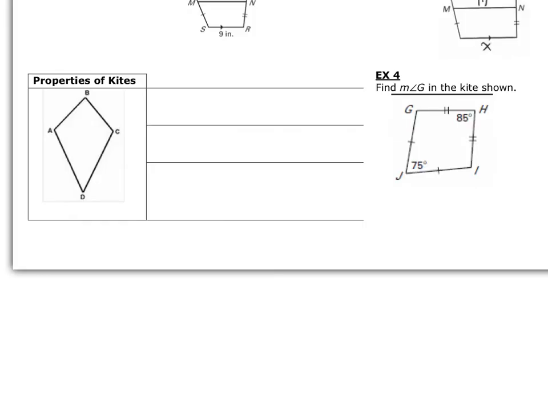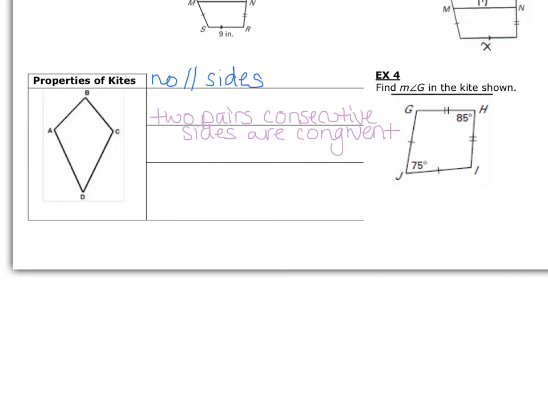Okay, now kites. Kites are unique in that no sides are parallel. So when you're looking at their family tree, that's kind of how they separate things based off of how many pairs of sides are parallel. So a kite has no parallel sides. Okay, what it does have is that 2 pairs of consecutive sides are congruent. So again, 2 pairs of consecutive sides are congruent.